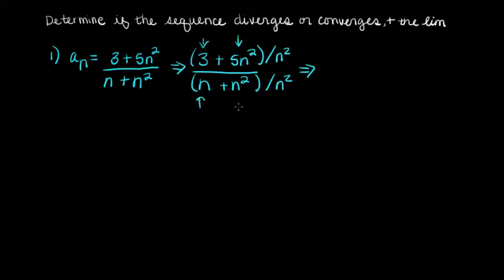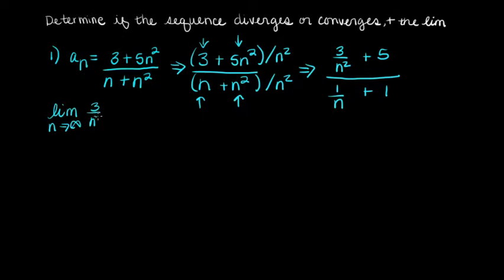So in this case, we are going to do 4. This will give me 3 over n squared plus 5, all divided by 1 over n plus 1. All right, from here we can go ahead and write out our limit. So our limit, as n goes to infinity, of 3 over n squared plus 5, all divided by 1 over n plus 1. This will give us, let's plug in that infinity everywhere we see n.